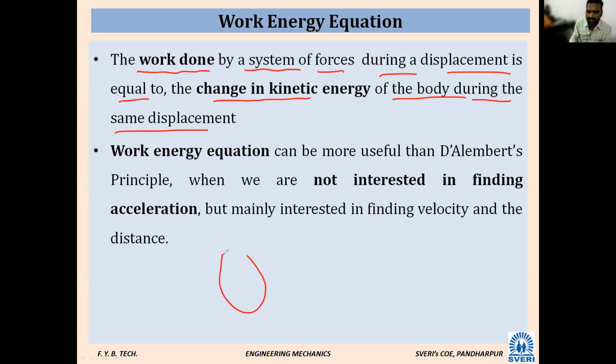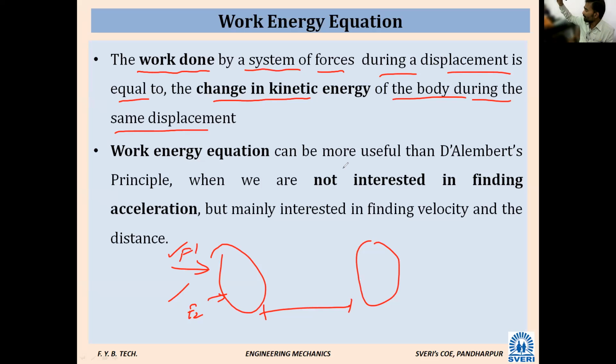So suppose consider this is one body. On it there is F1 force, F2 force. After this, the body will come to this point at a distance of displacement. So how much work is done? You have to calculate the individual work done, which is equal to the change of kinetic energy. You know kinetic energy. What is the formula? Half mv square. Change in kinetic energy means final kinetic energy minus initial kinetic energy, that will give the change in kinetic energy. That is the work. That is important for the work energy equation.